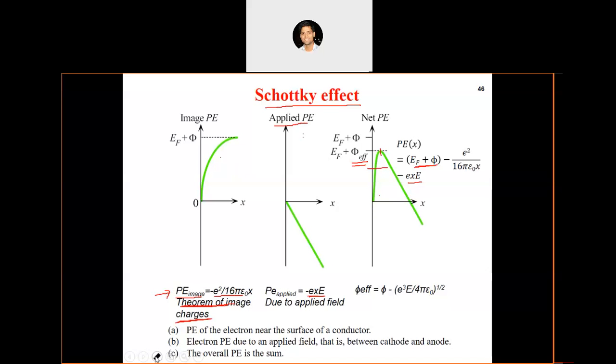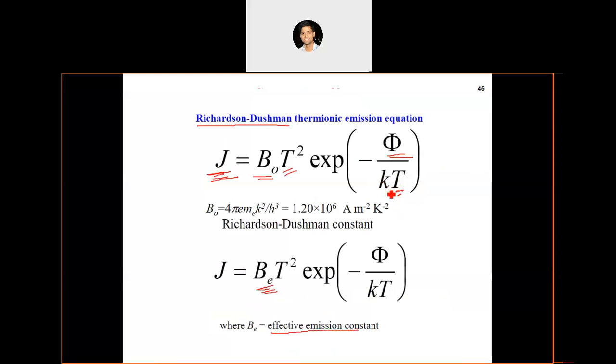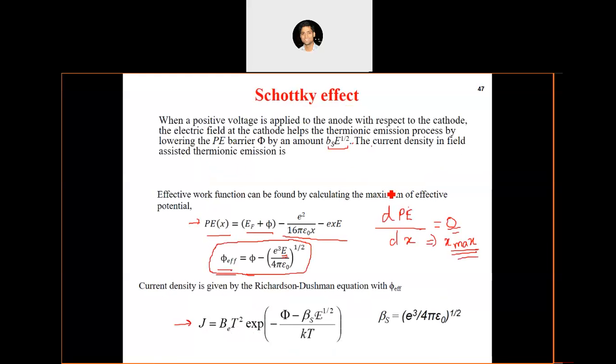How it will look like is, if we keep on increasing the electric field, not only it will reduce the phi effective, it will also keep on decreasing. Basically this width of the barrier, that will also decrease as we keep on increasing the external electric field which we are applying.